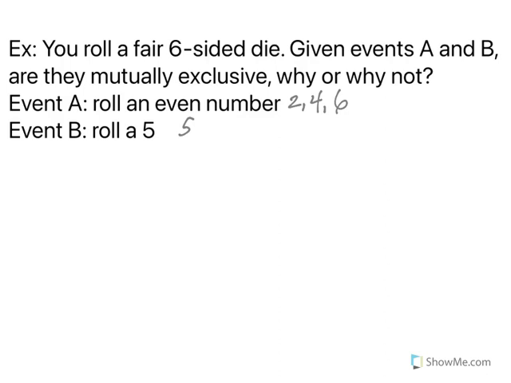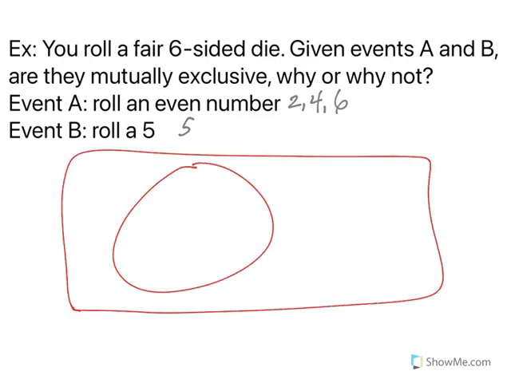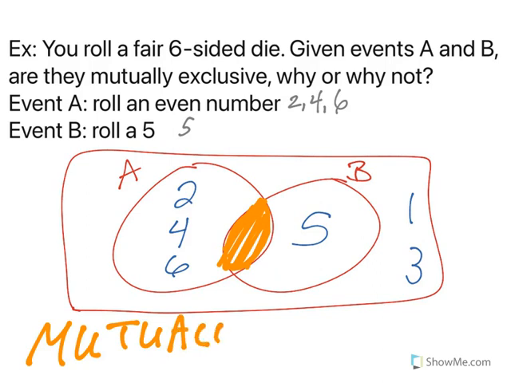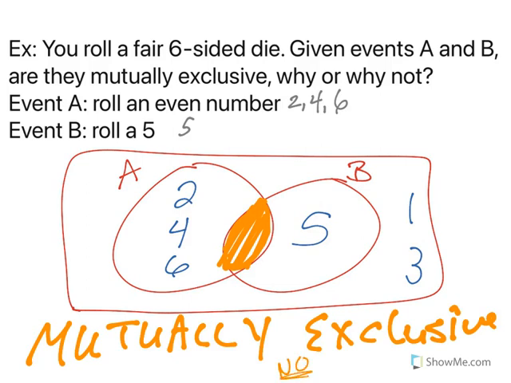It's just a 5. Okay, so again, let's draw ourselves a Venn diagram of A and B. So event A is 2, 4, and 6. Event B is a 5. That leaves 1 and 3 on the outside world. You will notice the shared space is empty. So these are mutually exclusive. And why? Because they have no shared elements.